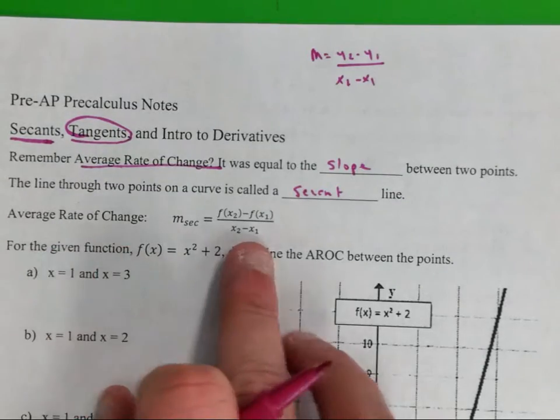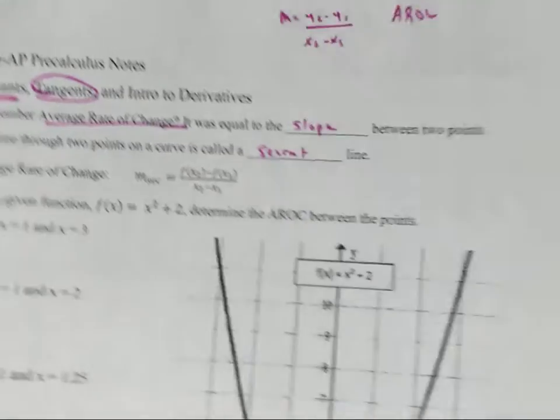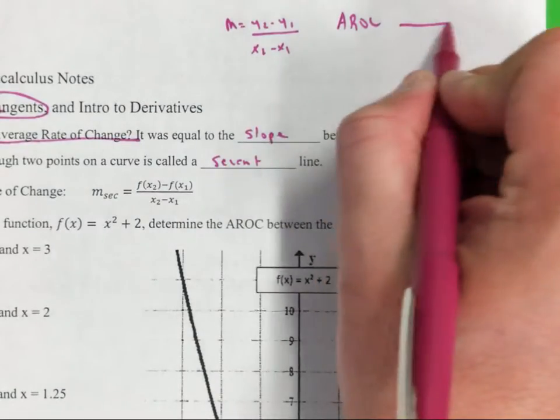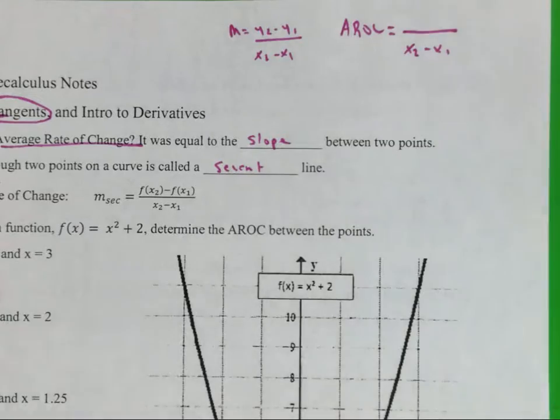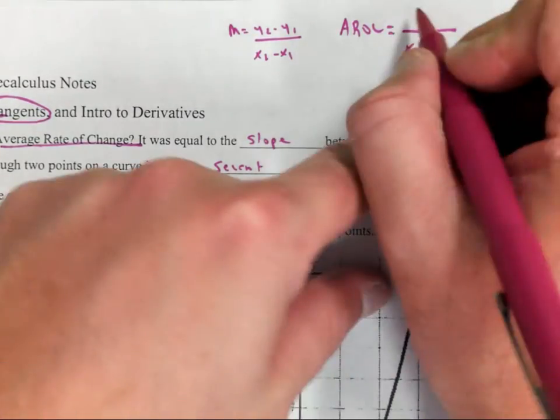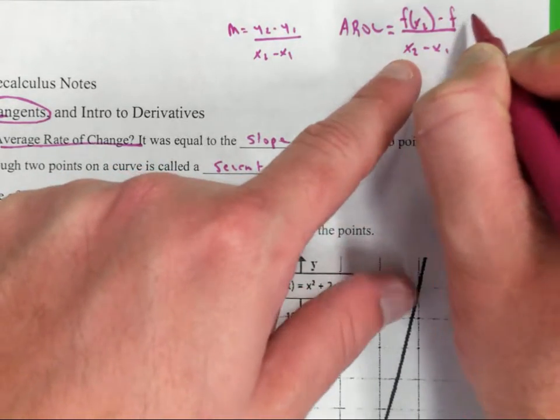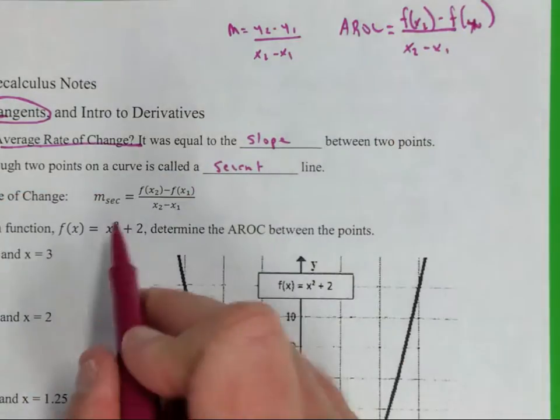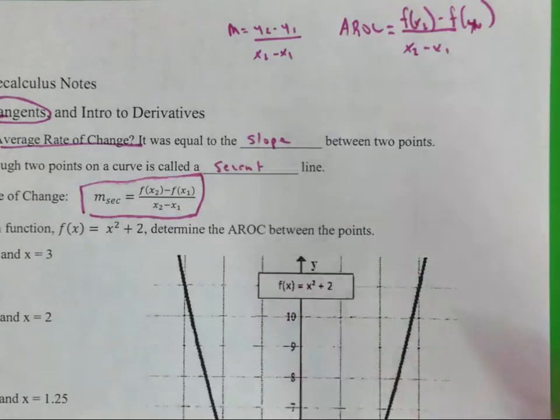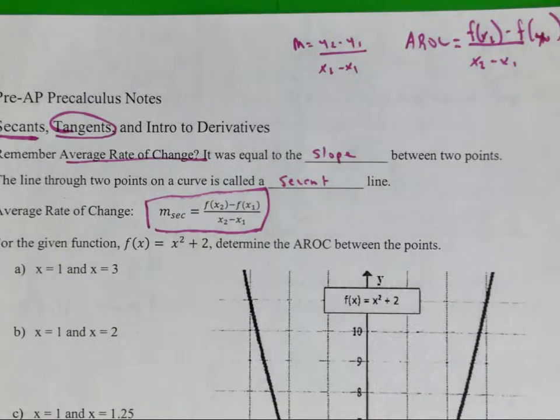Alright, remember the formula for AROC. This was our first test of the year, AROC. X sub 2 minus x sub 1 was on bottom, just like the original slope. But remember, it was your y value of that and the y value of the first one. Remember, that was the AROC. Remember, slope has y sub 2 minus y sub 1.